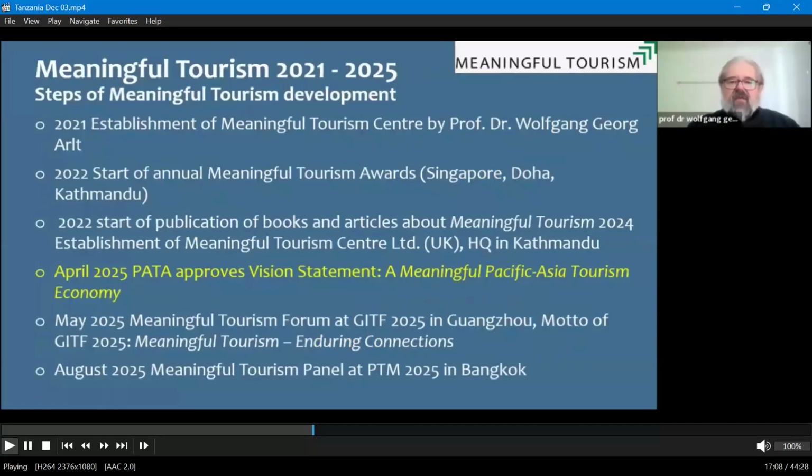And in 2021, we established the Meaningful Tourism Center. And in 2022, we started the Meaningful Tourism Award, which, by the way, is also happening again this year. So please nominate every person, organization, and company you think should get a Meaningful Tourism Award until the end of December. Some books and articles have been published about the idea, and in April this year, PATA, the Pacific Asia Tourism Association, approved this concept as their official mission statement.